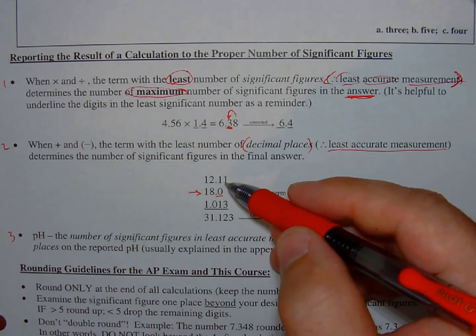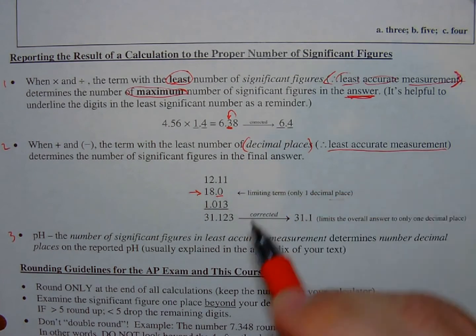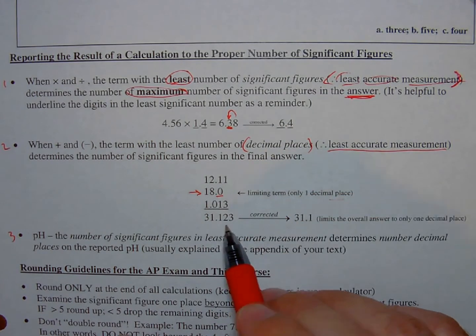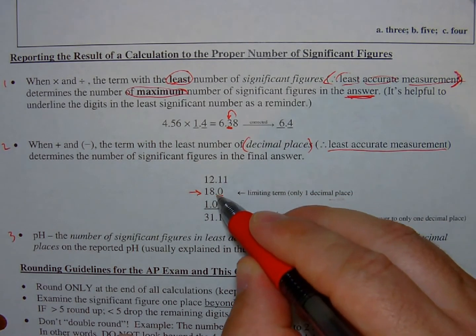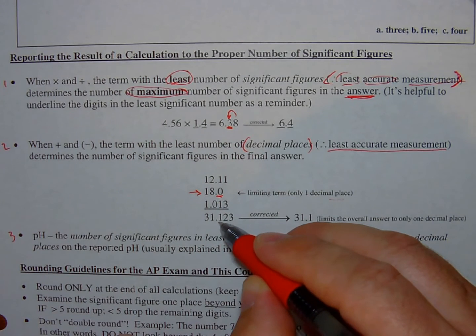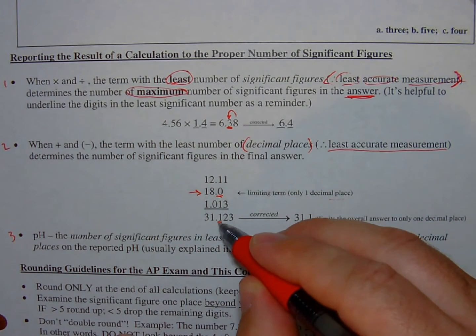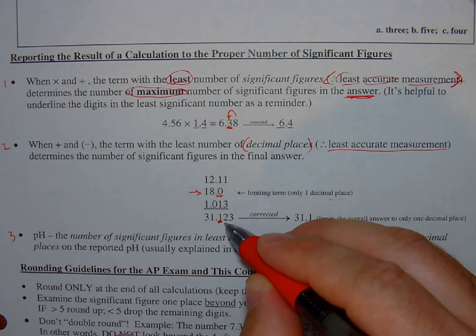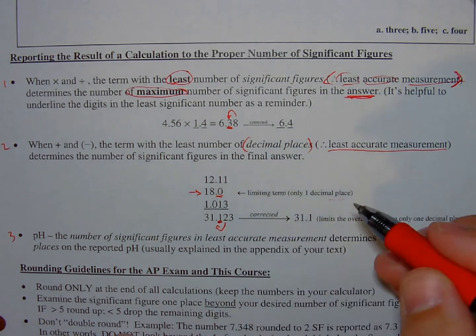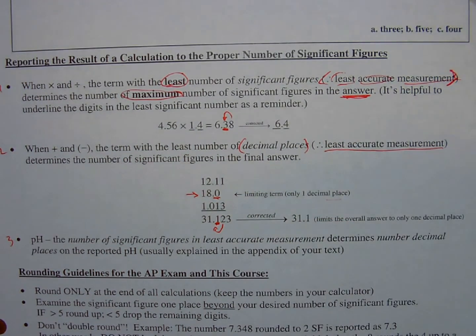And so I plug all of these into my calculator just like normal, and I get all this calculator vomit. But I understand that since this limiting term says I can only have one decimal place, I need to round to this spot. Now the number right behind it is a 2, so that tells me to keep it the same. Don't round it up to 2, keep it the same. And so when I go to report my answer, I report my answer is 31.1, and we are golden.